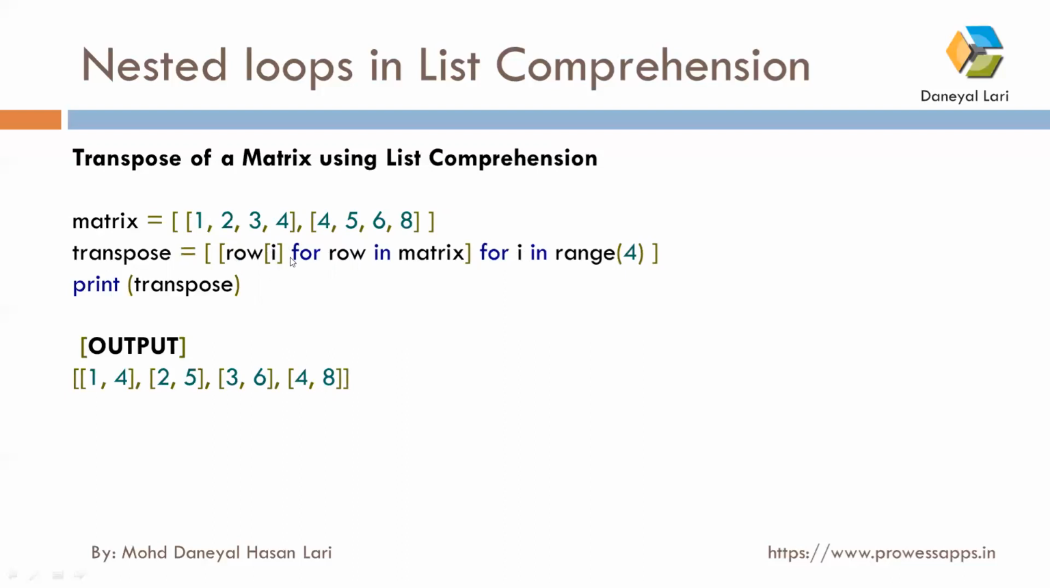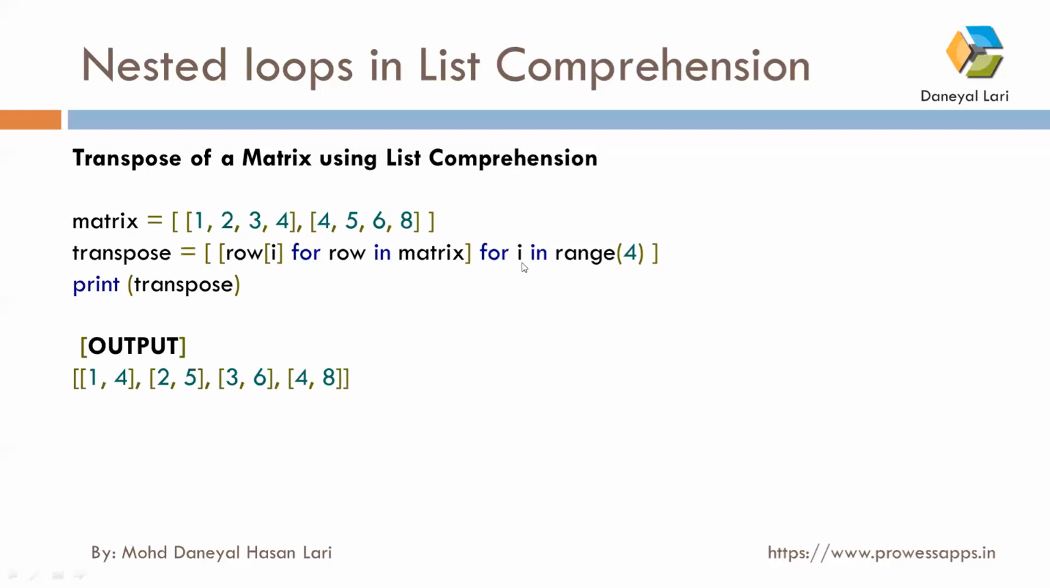Okay. And row I means this will fetch every row. So this is the first row, and row I means I is equal to 0, so it will fetch the first value. Okay. So first value is 1. After that it will fetch the next row of this matrix and the 0th value of this row. So it will fetch 4. So now all the rows have been finished for 0. So it will generate a list that is 1 and 4. So you can see that it is now 1, 4.